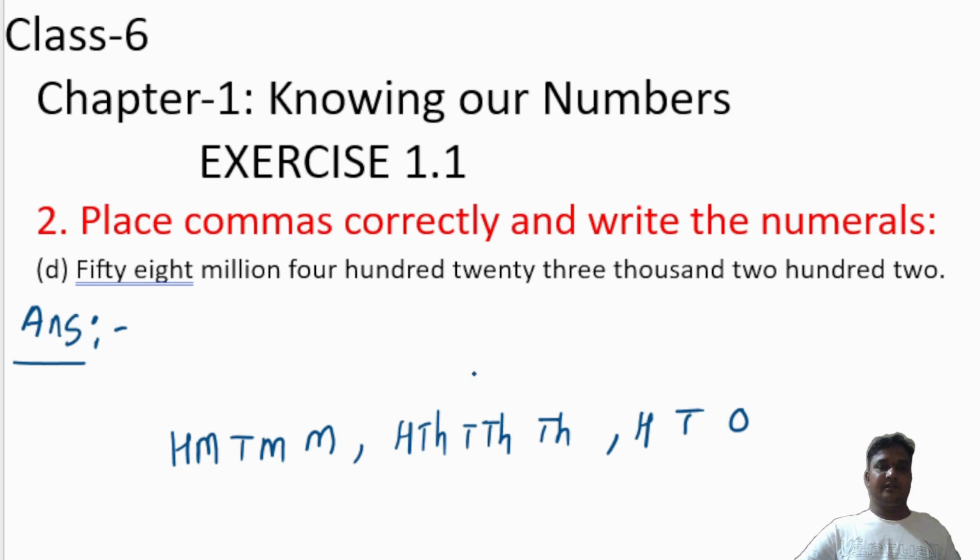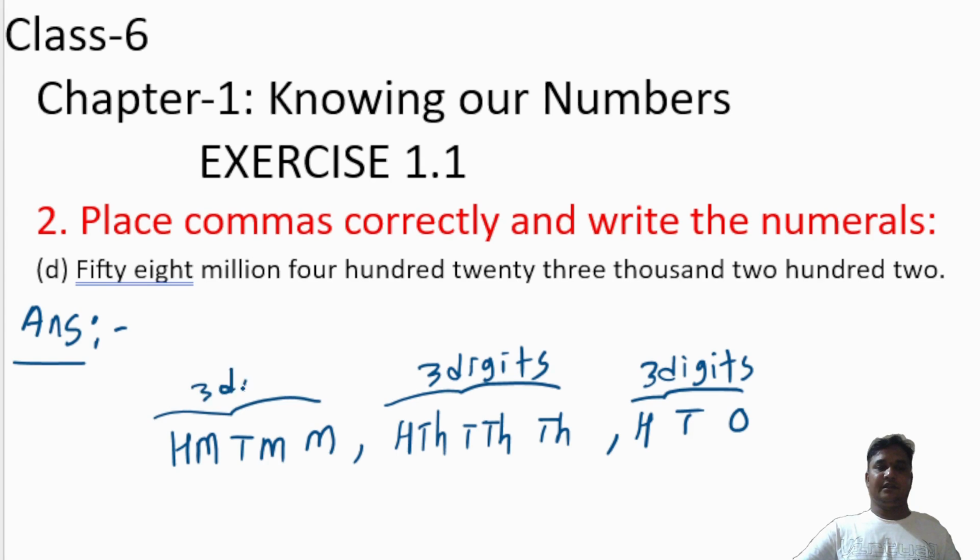So in this, we know that after every 3 digits we have to place a comma for the international place value. Now we'll understand 58 million. All of these are 3 digits: the units place will be 3 digits, the thousands place also 3 digits, as well as the million place.